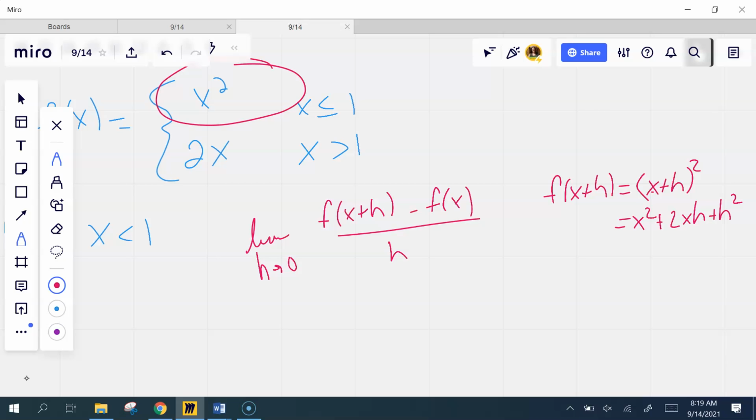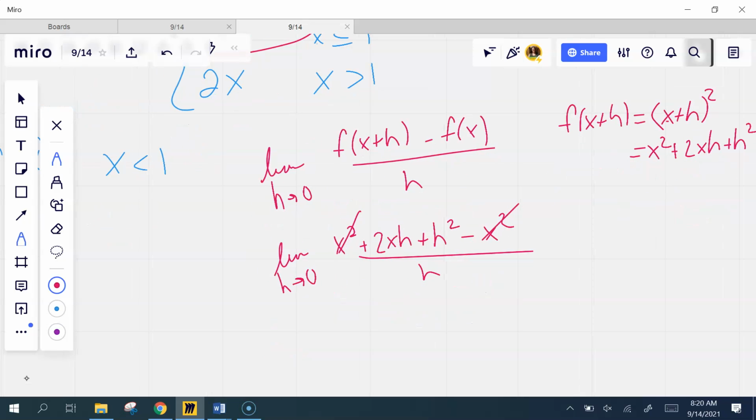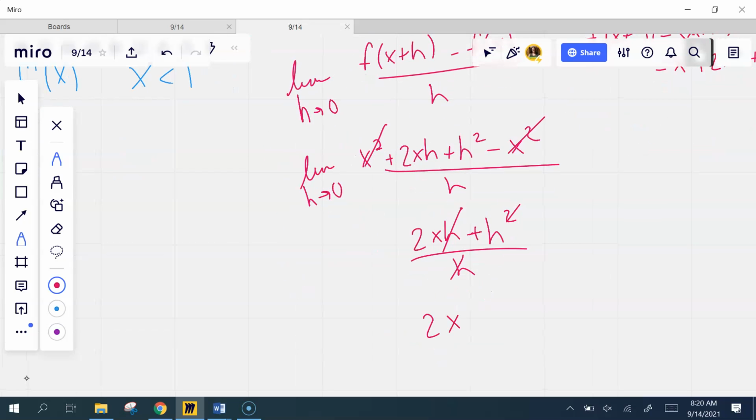You square each end and then multiply them together and double it for the middle. The 2x came from the middle portion. Minus x squared over h, the x squareds are gone. I have 2xh plus h squared over h. An h goes from everybody, and so I end up with 2x plus h. If I'm going to 0, that's gone, so 2x.